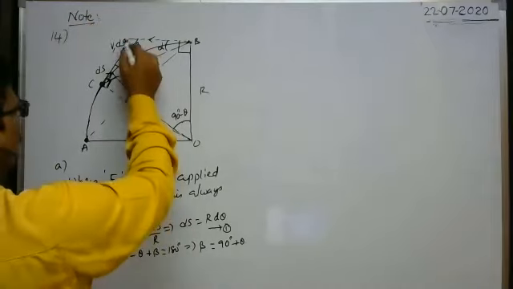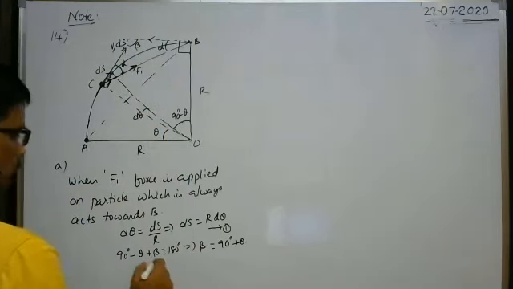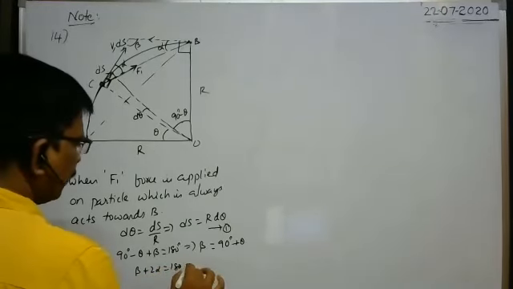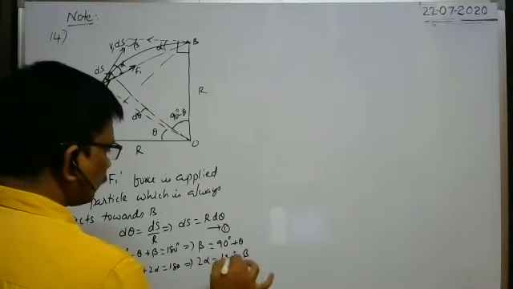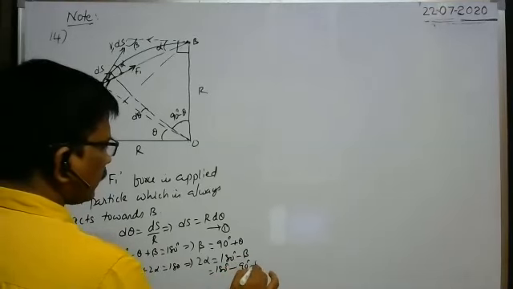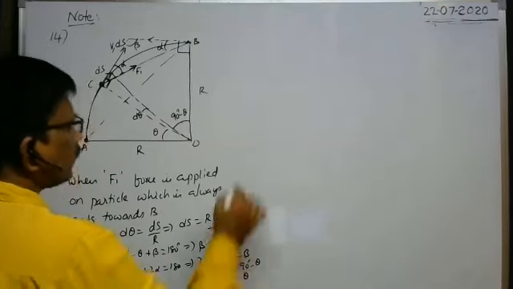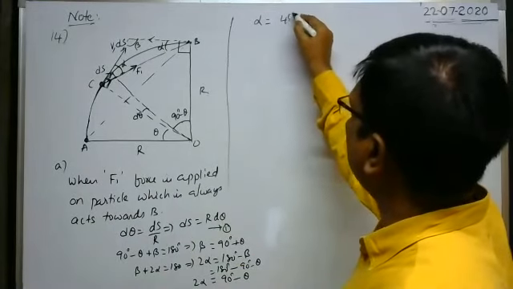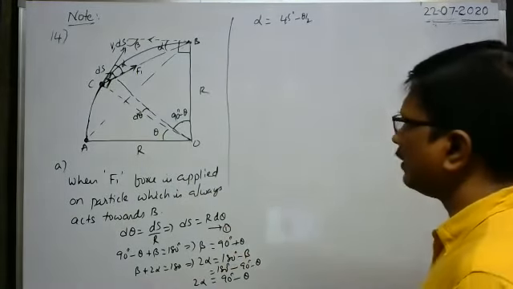Now here you see in this triangle, beta plus 2 alpha is equal to 180, no? Beta plus 2 alpha is equal to 180. We need alpha. So 2 alpha is equal to 180 minus beta, that is 180 minus (90 plus theta), which is 90 degrees minus theta. So 2 alpha is equal to 90 degrees minus theta. Therefore, alpha is equal to 45 degrees minus theta by 2.